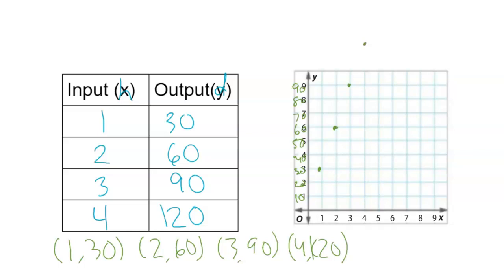And then as best as I could, I would connect those. And this would be going in a straight line. And so this would be considered a linear function because, again, it's a steady increase. It just keeps going up in the same direction, the same pattern.